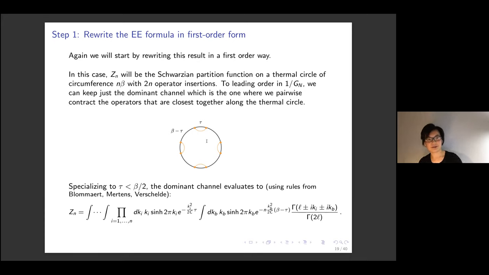so starting by manipulating this gravity formula, in this case, the unreplicated partition function would be the Schwarzian partition function on a thermal circle of circumference n beta with 2n operator insertions along the boundary. To really compute this, we should sum over all ways of contracting the operators, which we don't know how to keep track of in general, but to leading order in G Newton, we can keep just the dominant channel, which is the one where we pairwise contract the operators that are closest together along the thermal circle. Which channel that is will flip when tau goes from being less than to greater than beta over 2. But if we specialize to tau less than beta over 2 without loss of generality, the picture that we want to compute is the one on the slide here. And we can write down what the answer is using some rules that were worked out in a paper by these people.